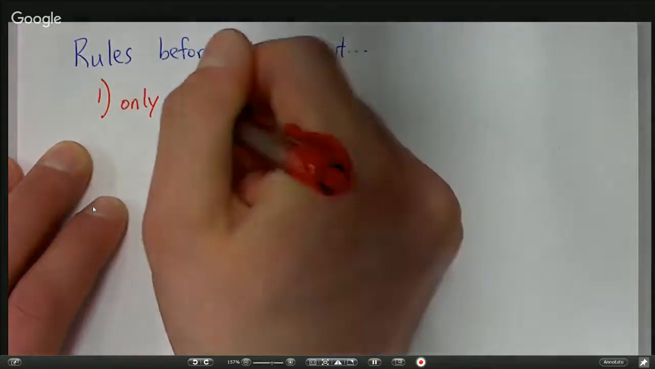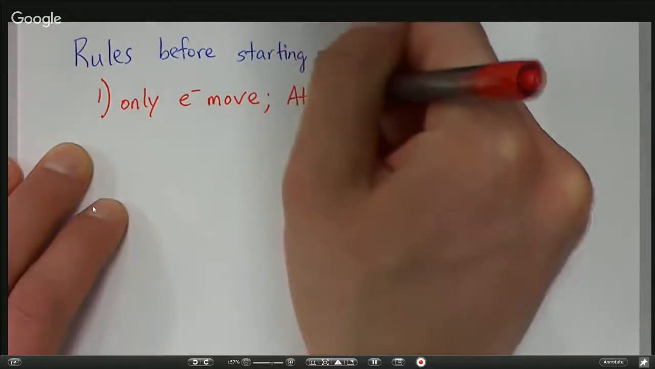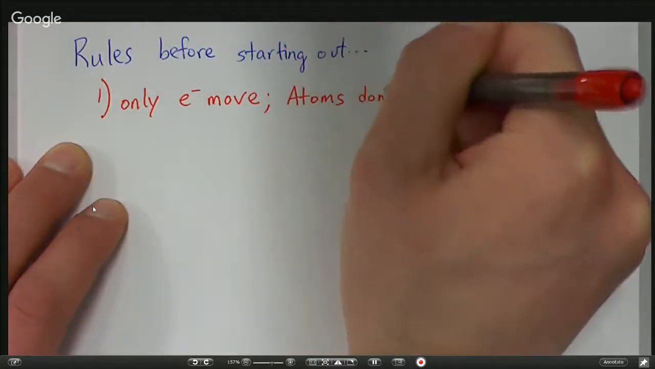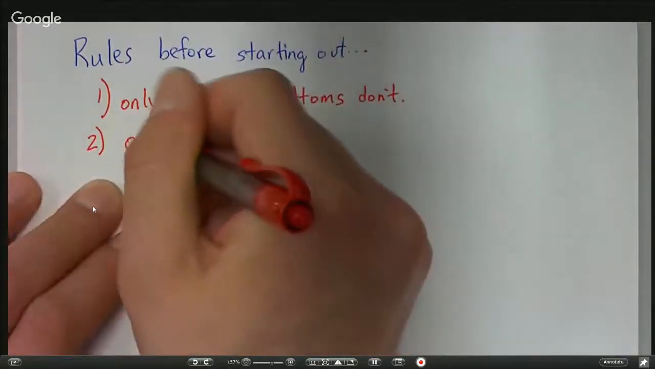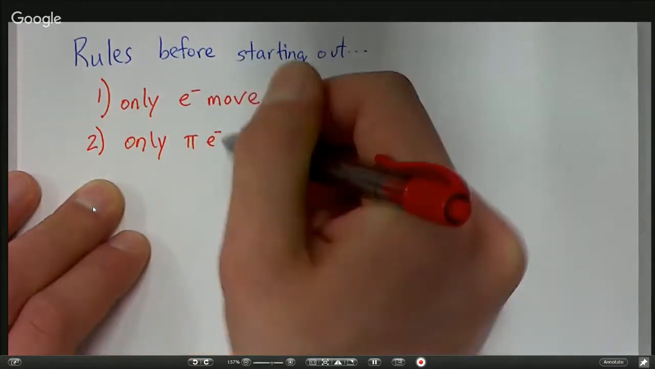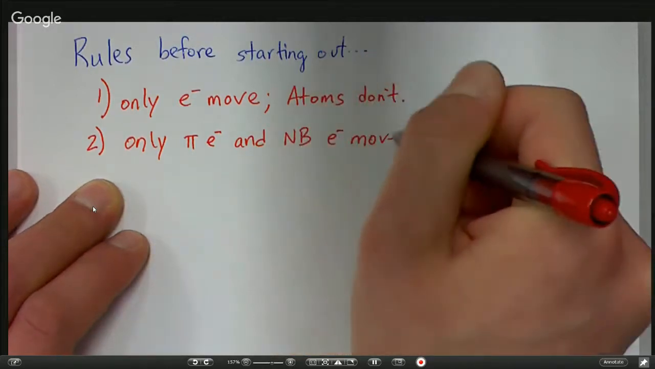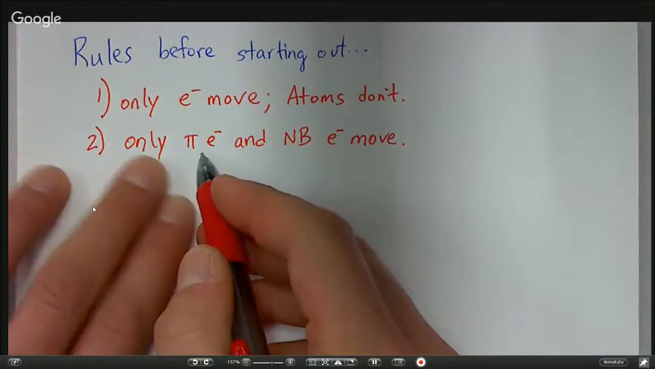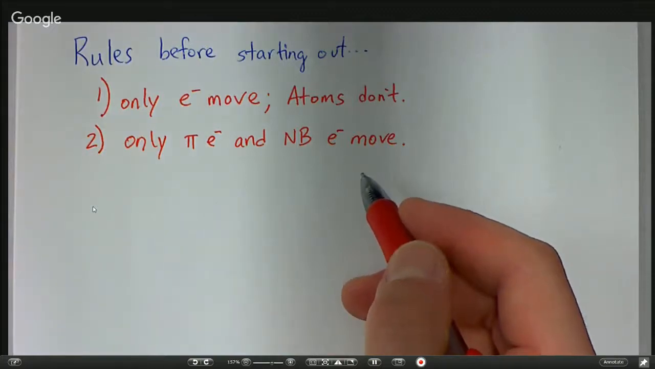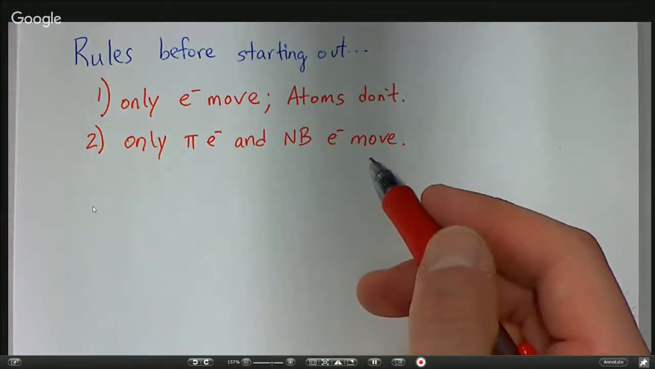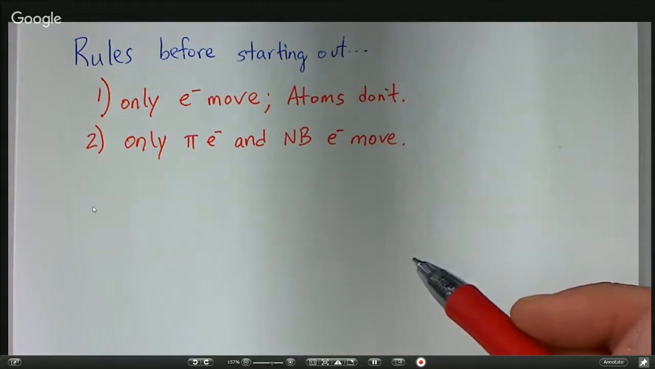keep in mind that only electrons move. These are the delocalized electrons. Atoms do not move. Okay, so only the electrons move. Secondly, only pi electrons and non-bonding electrons move. Okay, so only the pi electrons, those in the p orbitals, and non-bonding electrons move. Now the non-bonding might be, say, in an sp3 orbital, but from the examples that you'll see in the next video, it's either of those two instances of where electrons can move and be delocalized.